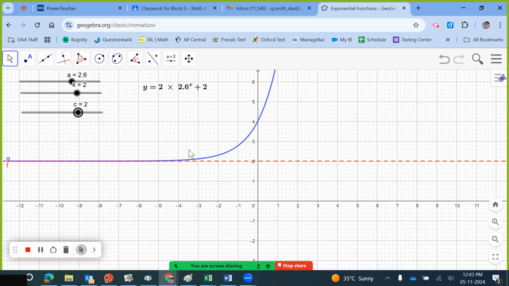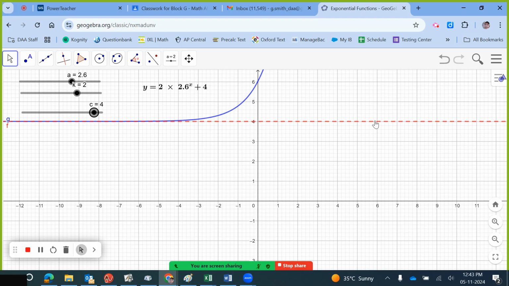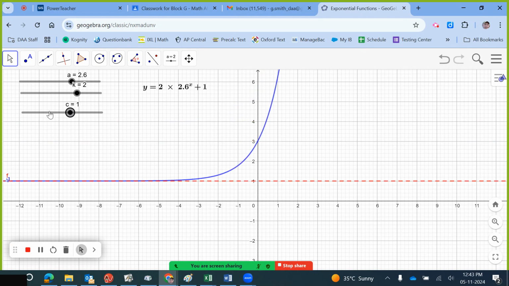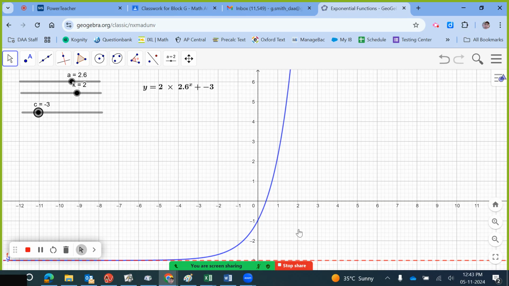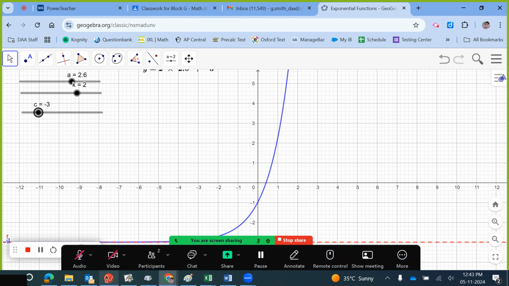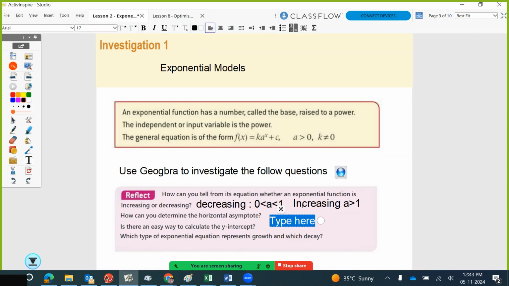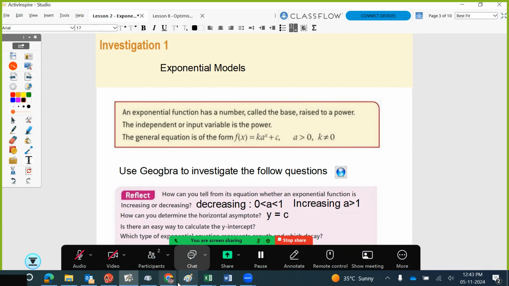When C equals 2, the horizontal asymptote is y equals 2. When C equals 4, the horizontal asymptote is y equals 4. When C is negative 3, the horizontal asymptote is y equals negative 3. So it's very clear that the horizontal asymptote is the equation y equals C. Whatever C is will give us the horizontal asymptote for this function. Is there an easy way to calculate the y-intercept?